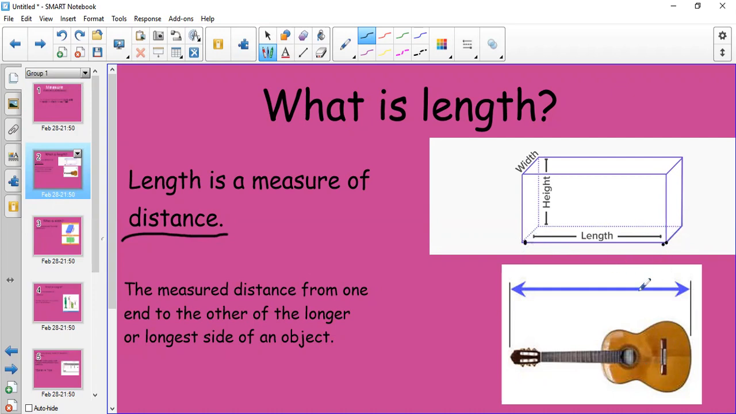A real life example could be a guitar. From the top of the fretboard to the bottom is the distance from one end to the other. If you were to estimate these distances, you're just giving a guess almost of what you think the distance might be. So that's what length is.